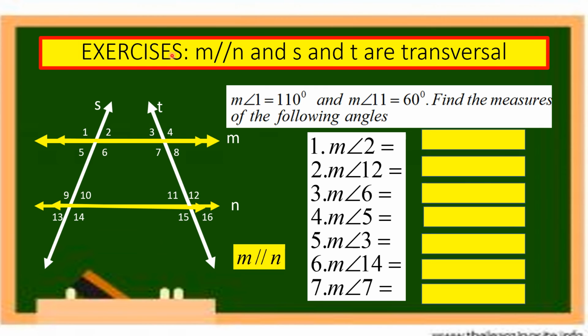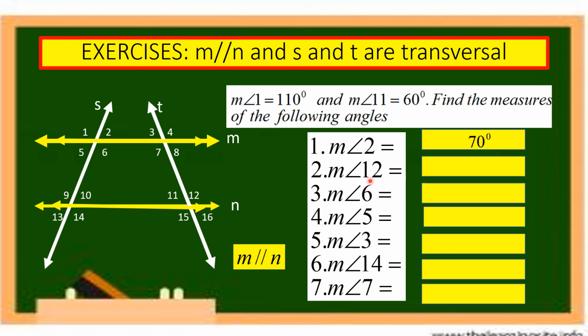We have the following exercises. Line M is parallel to line N, and S and T are transversals. The measure of angle 1 equals 110 degrees, and the measure of angle 11 equals 60 degrees. Find the measures of the following. We have the measure of angle 2. What is the relation of angle 1 and angle 2? Angle 1 and angle 2 are supplementary. The measure of angle 1 is 110, therefore the measure of angle 2 is 70 degrees.